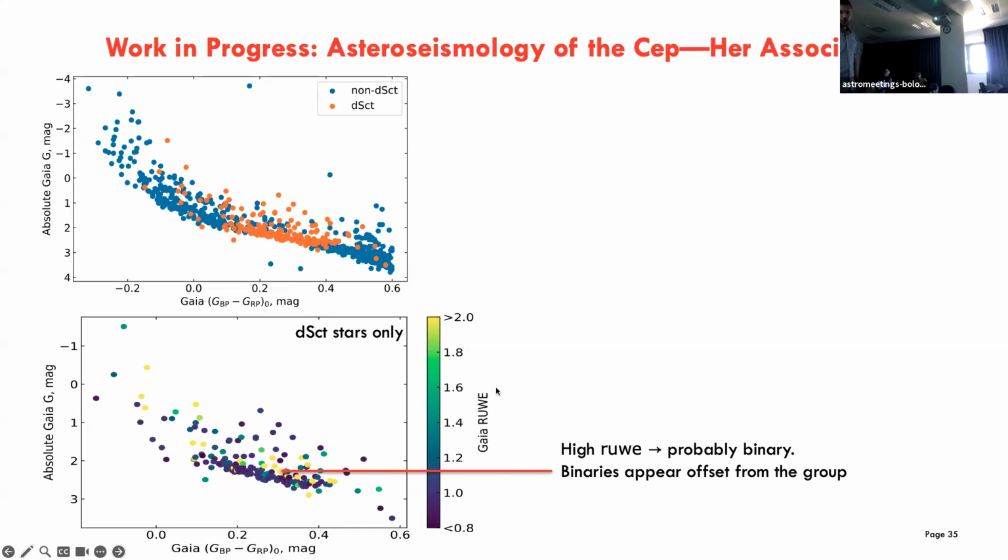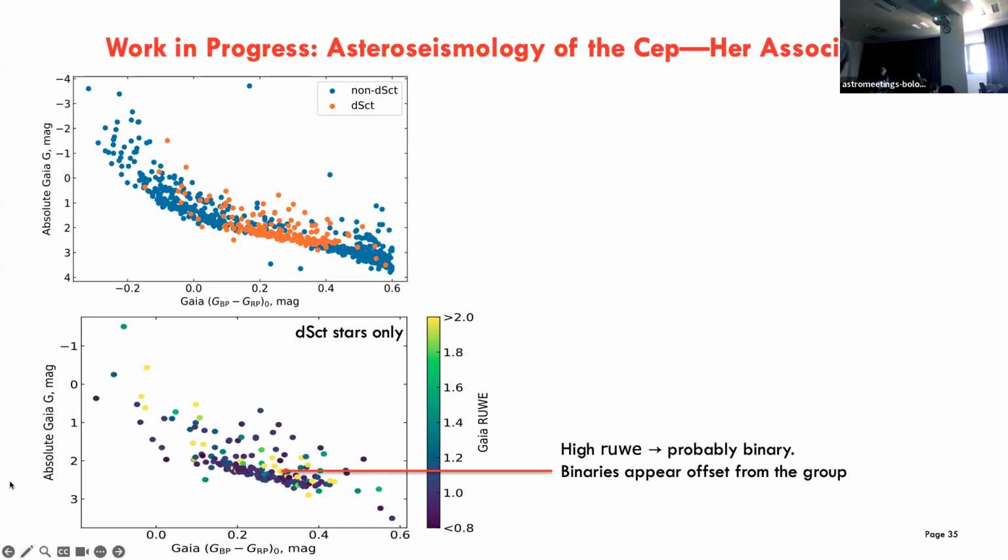And I'm using the Gaia RUWE parameter in color here. So this is the renormalized unit weight error. This is a parameter that basically correlates with binarity. So if your astrometric fit has some anomalies to it and it doesn't seem to correspond to a single star, then you'll have a high RUWE value. That is indicative of binarity. And that actually works pretty well in this diagram, right?